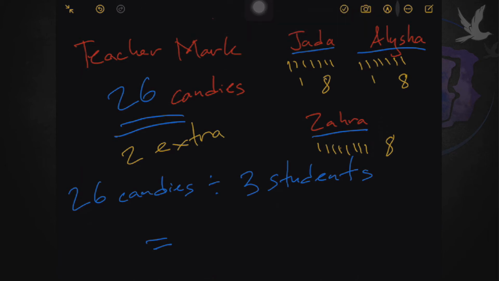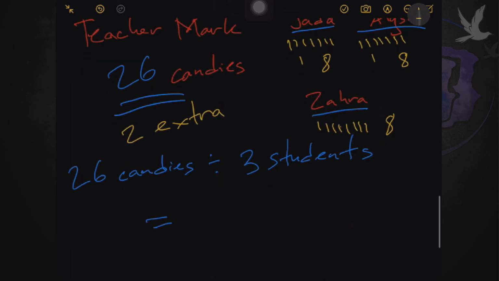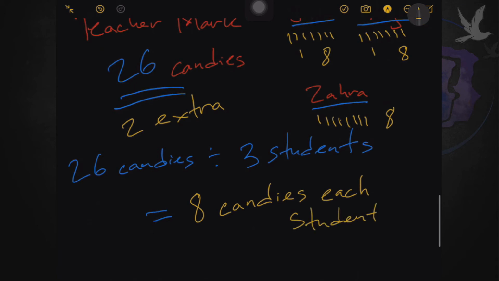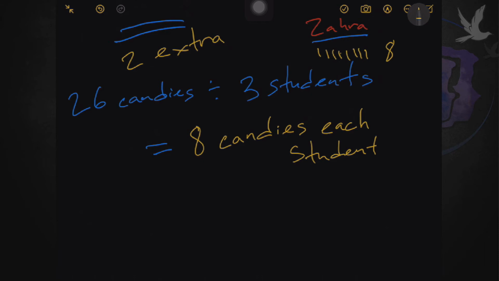Okay. So in this case, we can say that 26 candies divided by 3 students is equivalent to 8 candies each student. And how many extra candies do I have left? Is 2. And this 2 is actually what we call the remainder. Claro? Okay. So that's basically the logic of dividing.